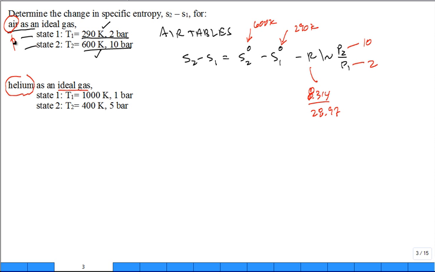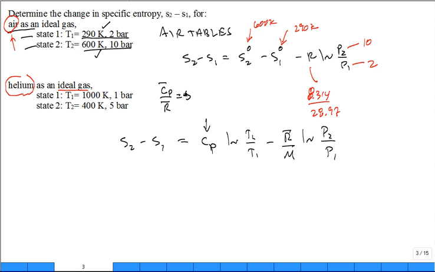Okay? So how do I find it? I have to use constant specific heat. So S2 minus S1 is equal to C sub P natural log of T2 over T1 minus R natural log of P2 over P1. Let's go ahead and replace this R bar and a molar mass of helium. Molar mass of helium is about 4. And how do I get this C sub P? Well, C sub P bar divided by R bar is 5/2. But that's just the same as C sub P divided by R.